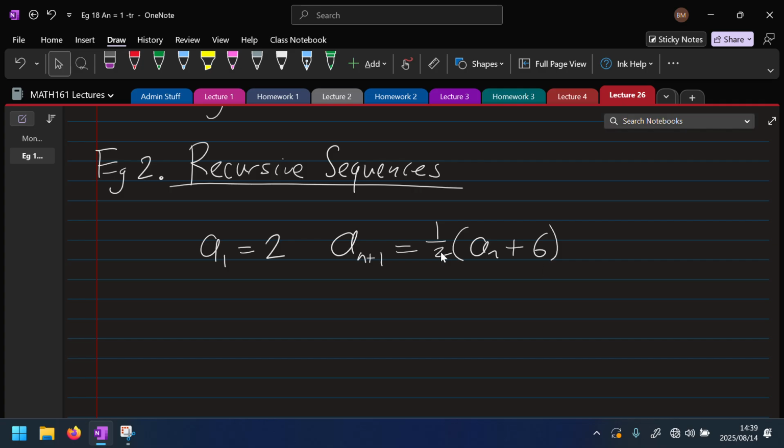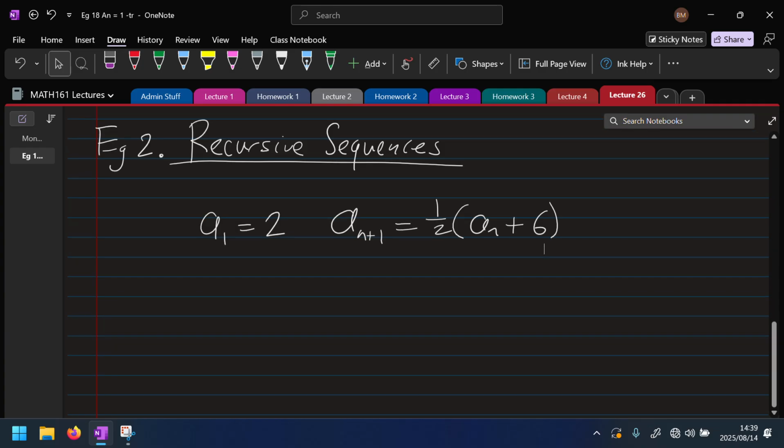So we're going to use the monotone convergence theorem. Step 1, we need to check if it is increasing or decreasing. Step 2, if it is increasing, we need to check if it's bounded above. If it's decreasing, we need to check if it's bounded below. And then we're done. From that, we can see if it's convergent.